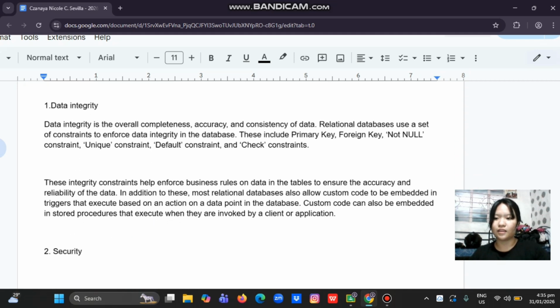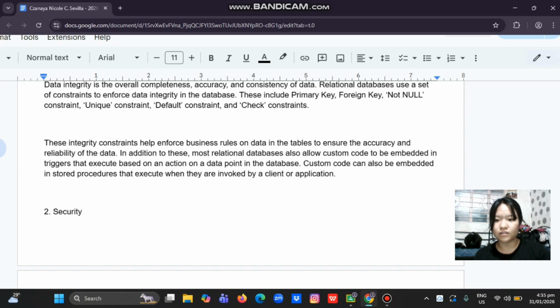First, data integrity. Data integrity is the overall completeness, accuracy, and consistency of data. Relational databases use a set of constraints to enforce data integrity in the database. These include primary key, foreign key, not null constraints, unique constraints, default constraints, and check constraints.